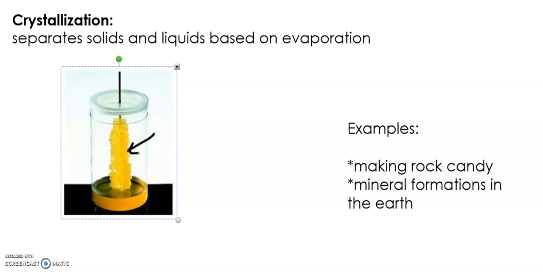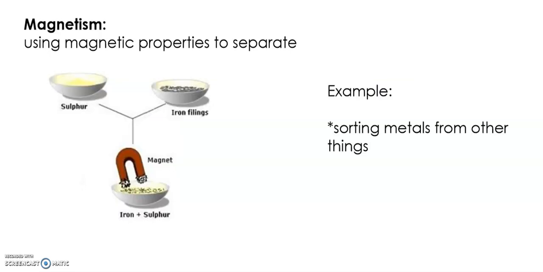This happens with mineral formations in the earth. If you've seen crystals in rocks and geodes and things like that, or in caves, those minerals and things are dissolved in the water, and then as the water evaporates, the minerals are left behind, and you have those cool crystals and geodes and things inside of rocks and caves. The last one is magnetism.